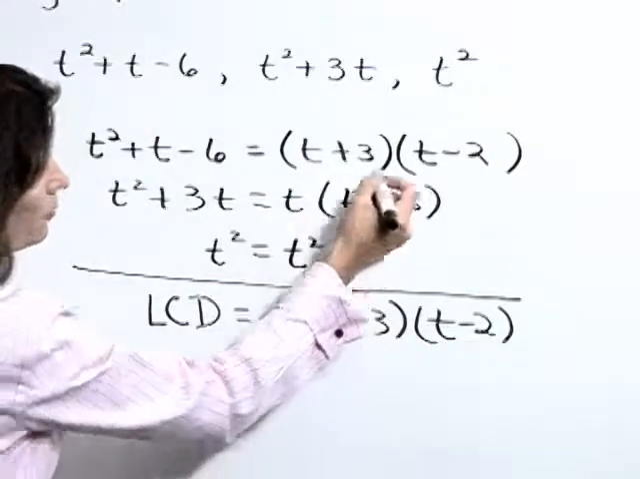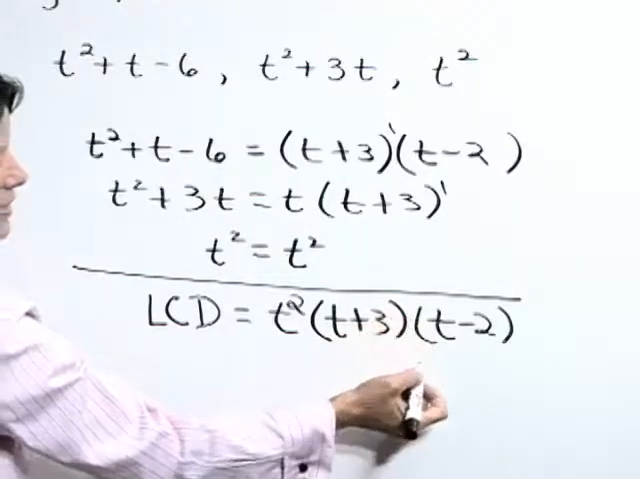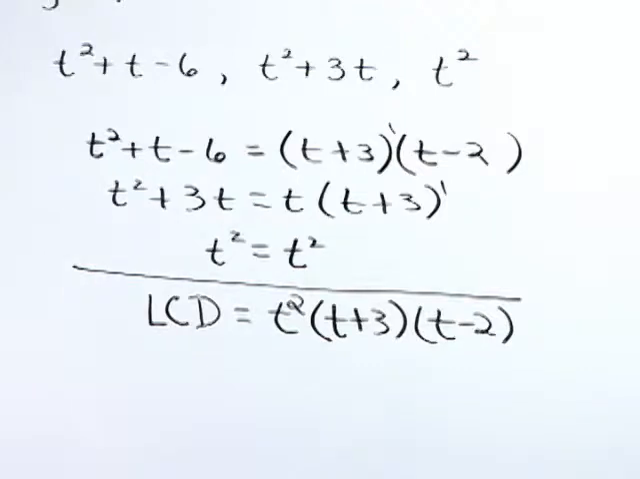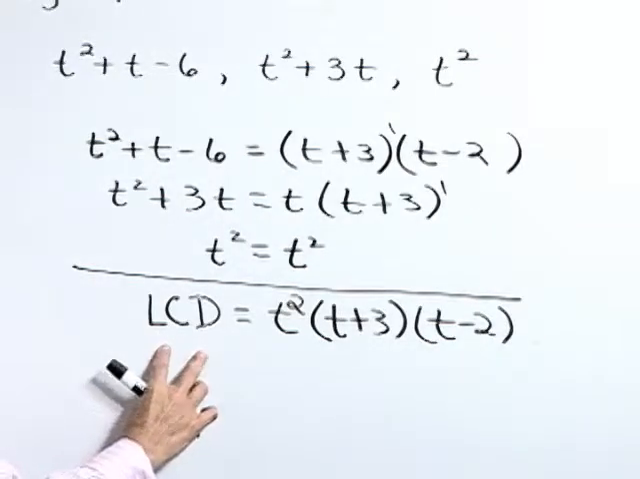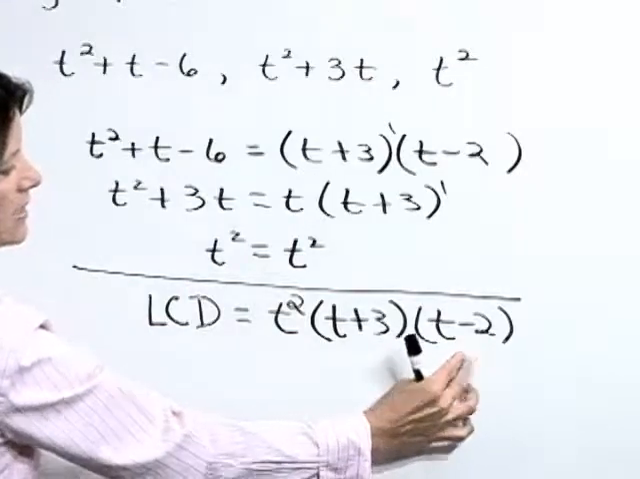We see t plus 3, but notice that each of those is only to the first power. So we include that one time. We include the t minus 2 one time as well. Therefore, our lowest common denominator is t squared times t plus 3 times t minus 2.